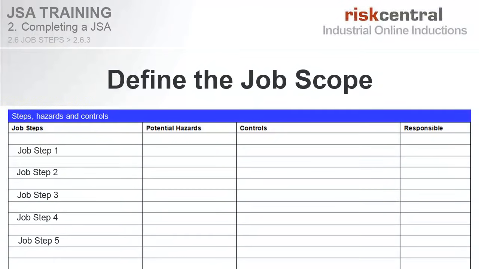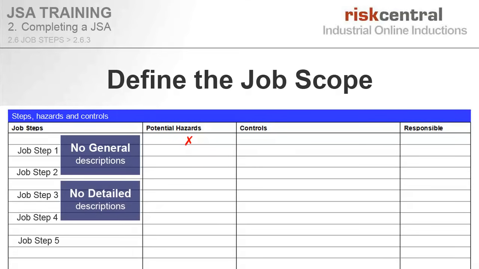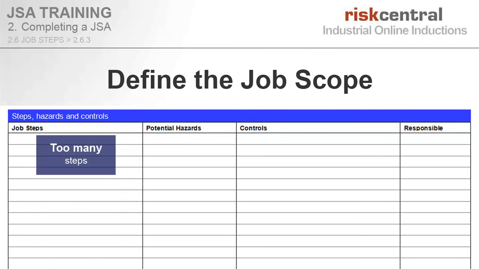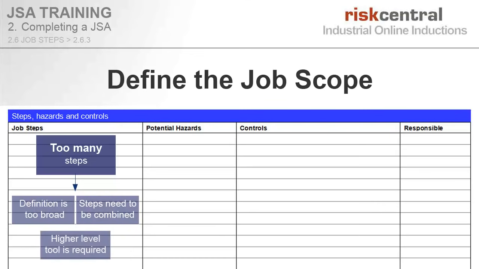It's important not to make the steps too general, which may result in hazards being missed, or too detailed, which may result in there being too many steps. A good rule of thumb is to describe the job in fewer than 10 steps. Having too many steps may be a sign that the defined job is too broad and may need to be broken into parts for JSA, or steps may need to be combined, or the job may be too complex for JSA and may require a higher level risk assessment tool.